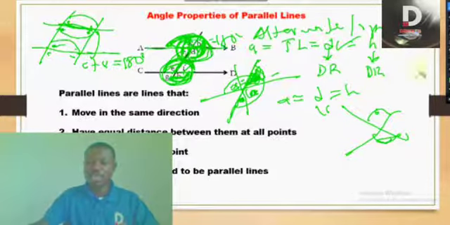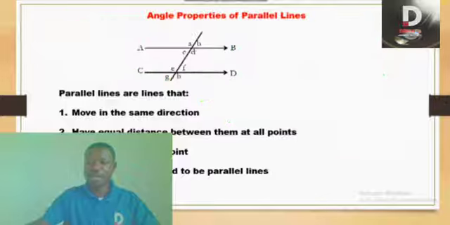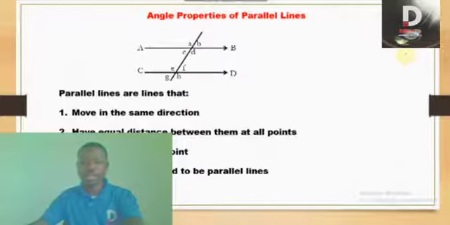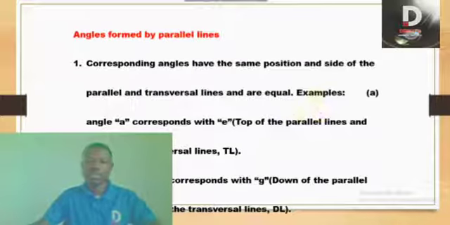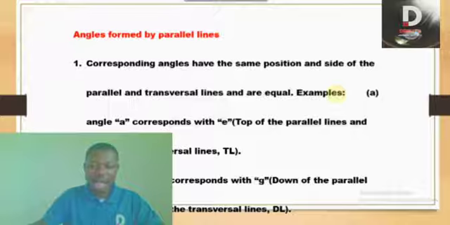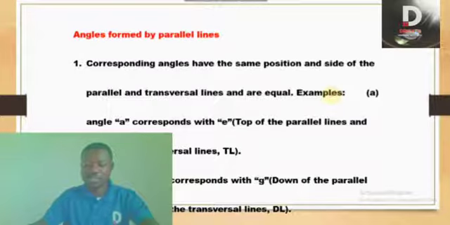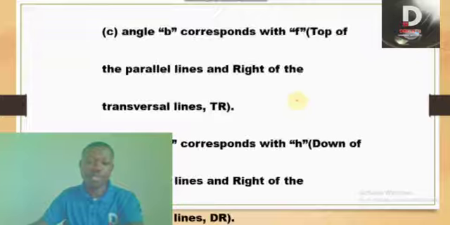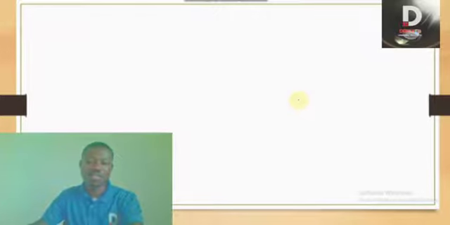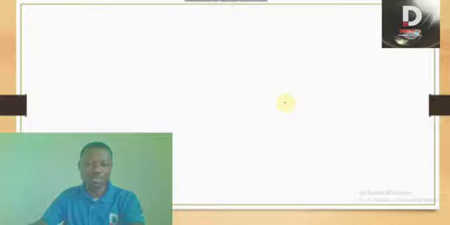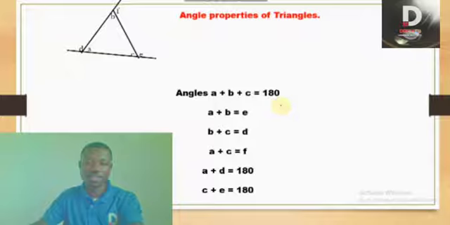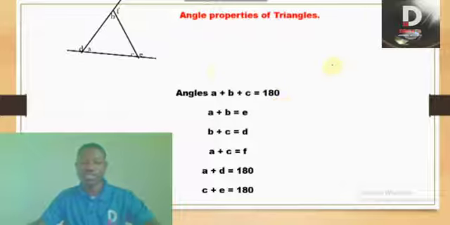Now let's move to the next type of angle. Now, apart from angle properties of parallel lines, we can also get angle properties of triangles. Right? Angle properties of triangles. So let me start from here. Angle properties of triangles. Good.